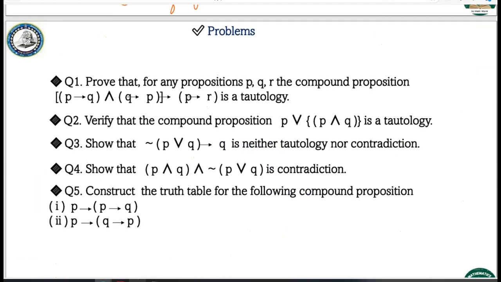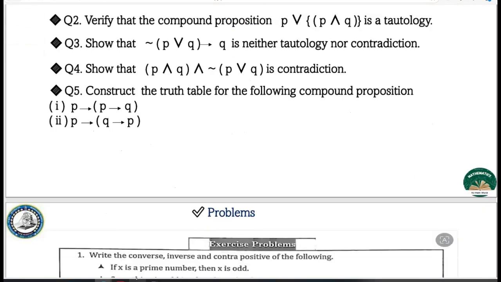Now, prove that for any propositions P, Q, the compound proposition P implies Q and Q implies R implies P implies R is a tautology. Verify that the compound proposition P or (negation P and Q) is a tautology. Show that negation P or Q implies P is neither a tautology nor a contradiction. Show that P and Q and negation P or Q is a contradiction. Construct the truth table for P implies (P implies Q) and P implies (Q implies P). So these are some practice problems for you. You can work out these problems by yourself.